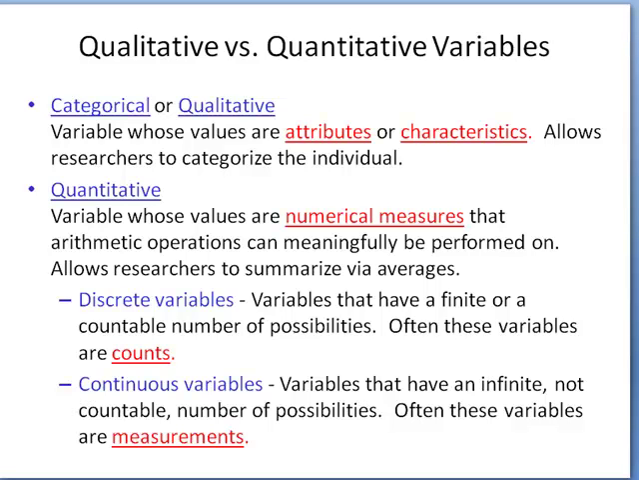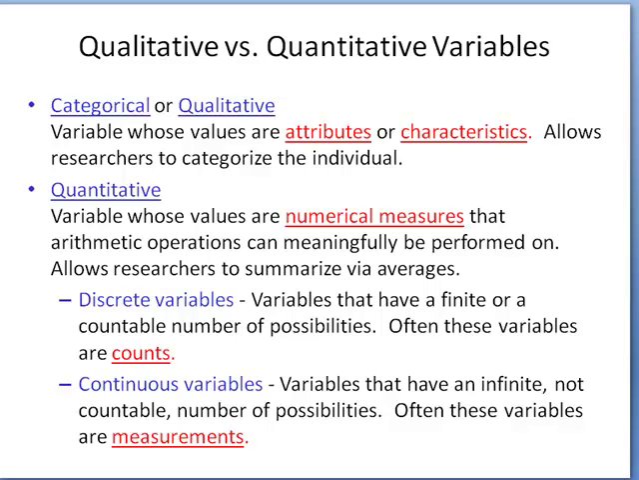So what's a discrete variable? It's a variable that has a finite or countable number of possibilities. Often these variables are counts. So something like how many seats are in a theater, where you'd go 1, 2, 3, 4, 5, where you can actually take your finger and point it and count.